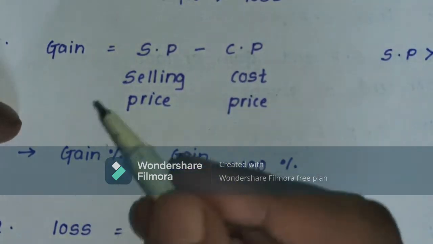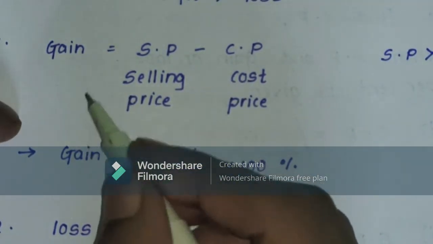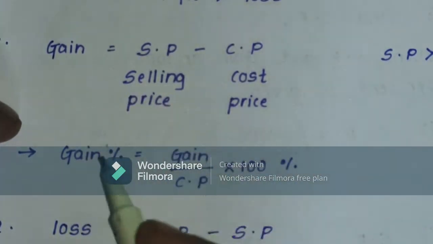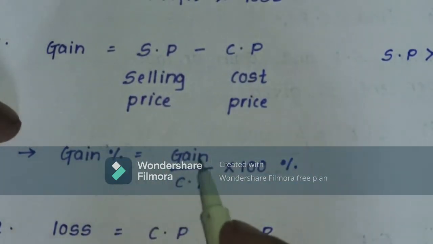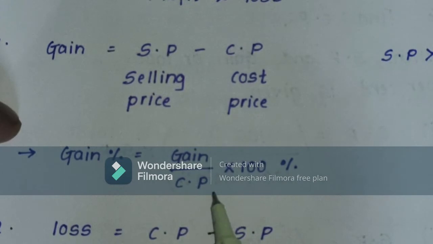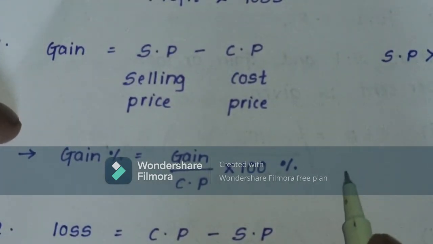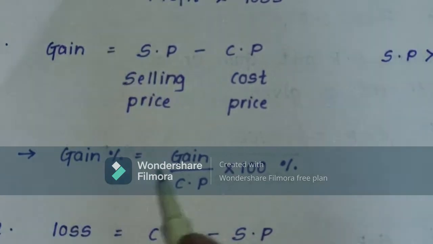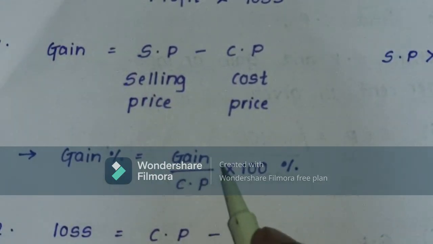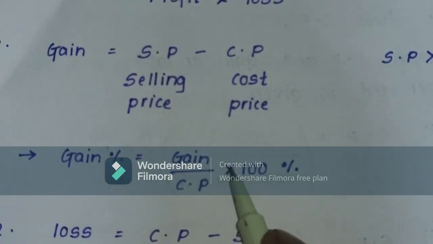At the same time, you have to find the gain percent with respect to this given value. So what is gain percent, student? Gain upon CP, that is cost price, into 100. You will get the answer in percentage. So this was the formula in case of gain. Now let us learn the formula in case of loss.